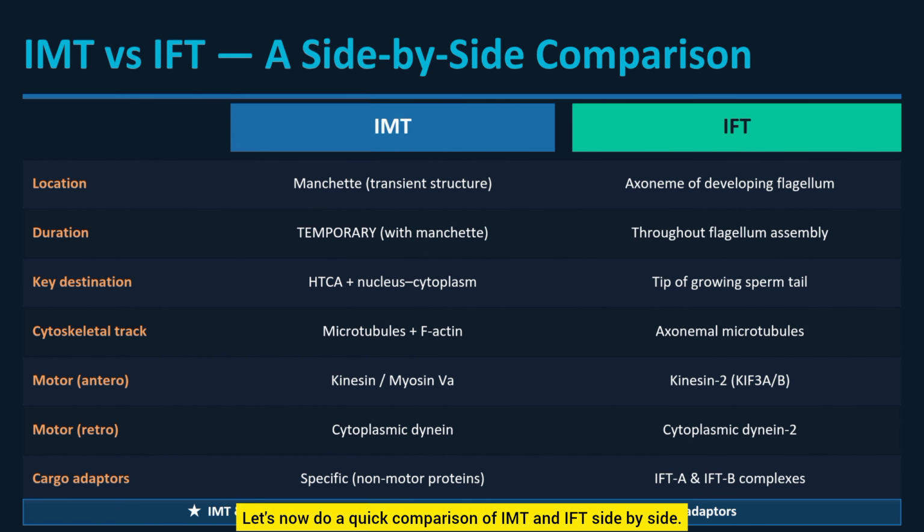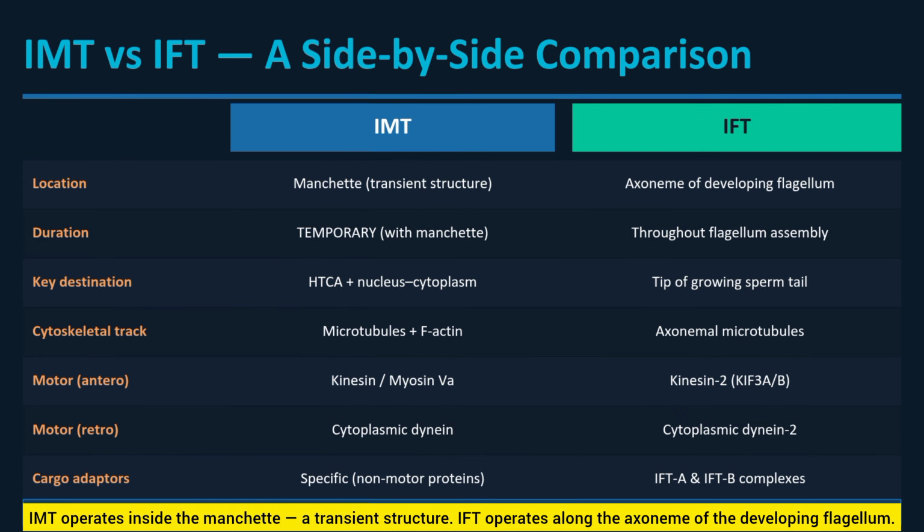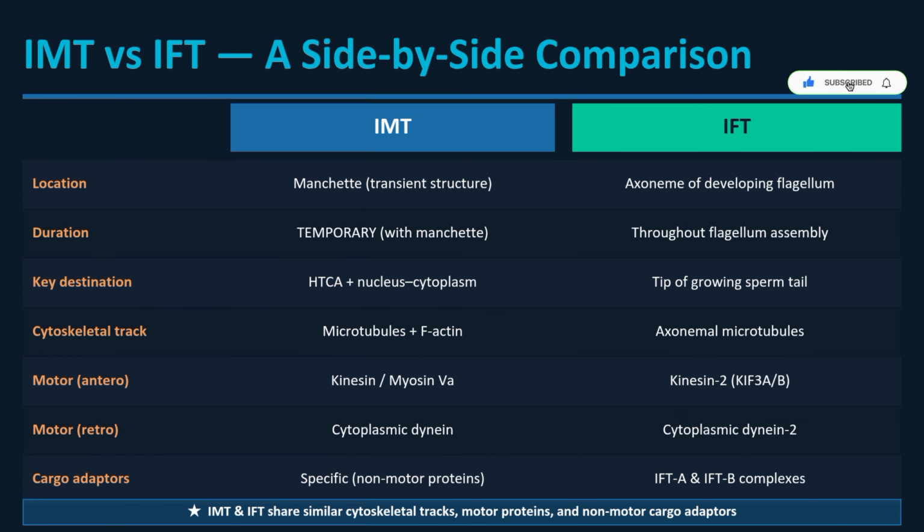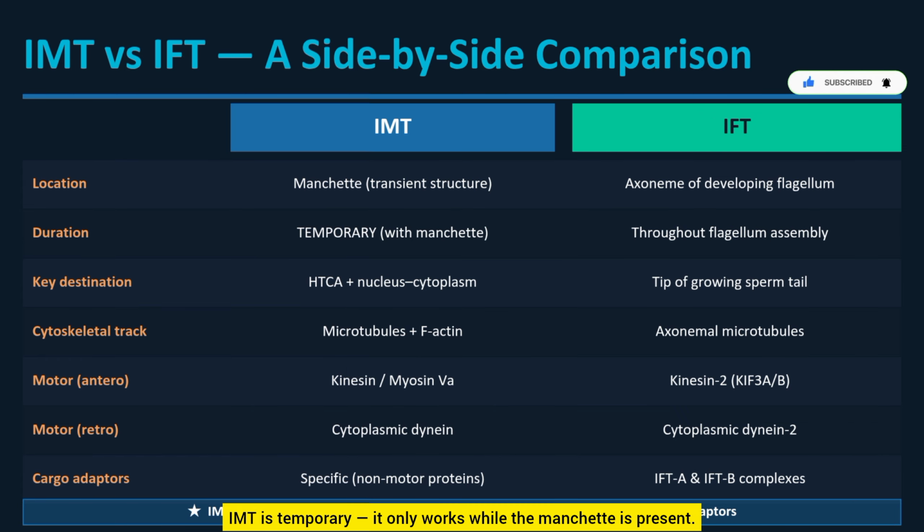Let's do a quick comparison of IMT and IFT side by side. Location: IMT operates inside the manchette, a transient structure. IFT operates along the axoneme of the developing flagellum. Duration: IMT is temporary. It only works while the manchette is present. IFT is active throughout the entire period of flagellum assembly.